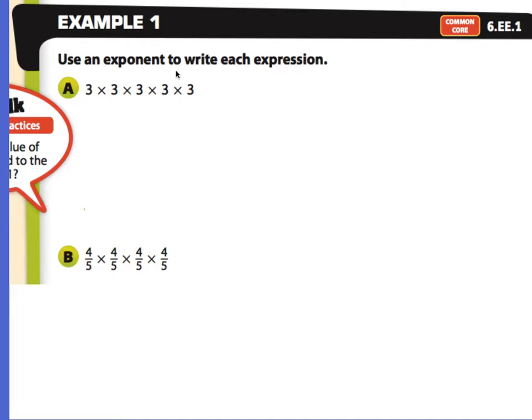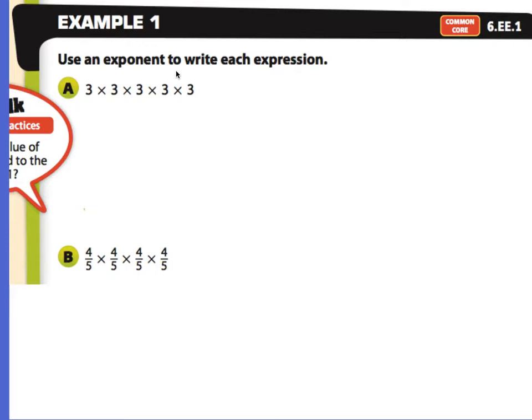All right, so when you're writing a number in exponential form, what we're doing is taking that repeated multiplication and making it smaller. So instead of writing this 3 times 3 times 3 times 3 times 3 in this long drawn out expression, what we're going to do is count how many 3's we have.